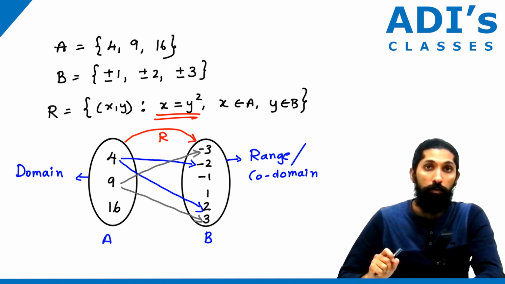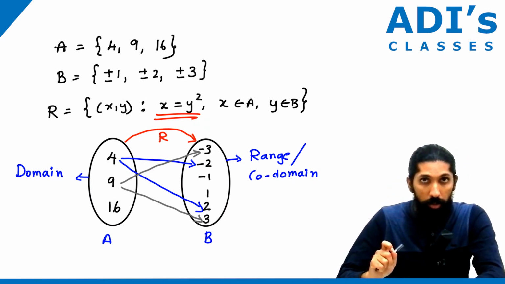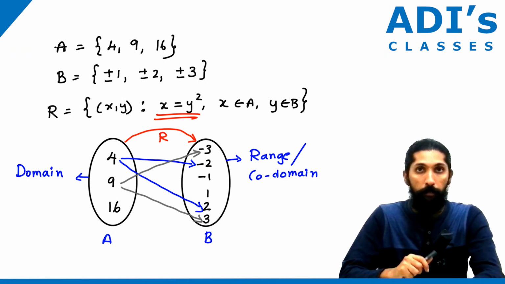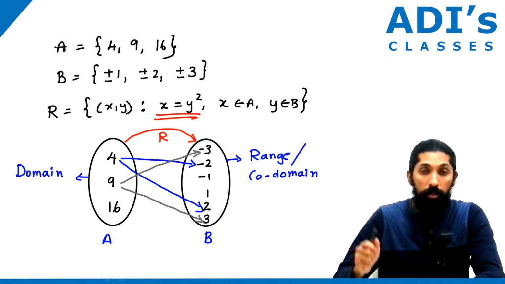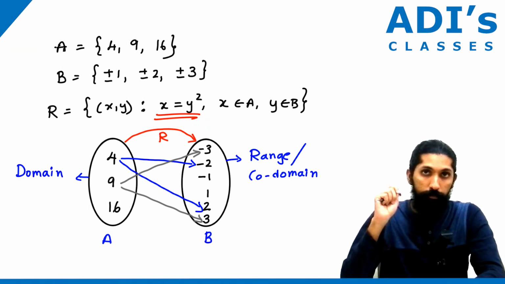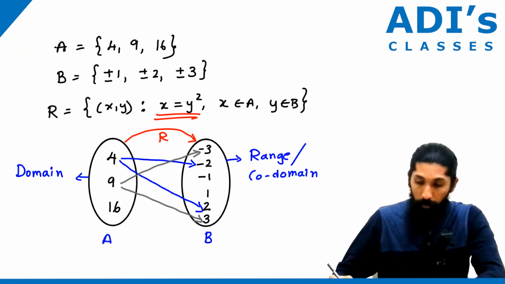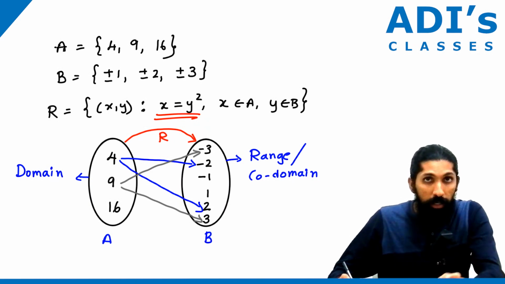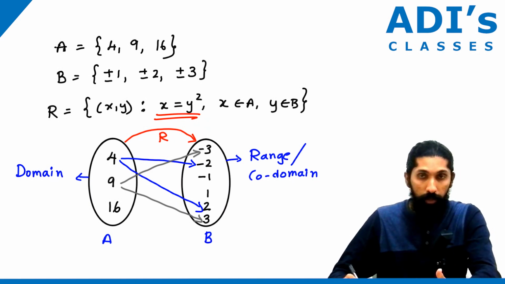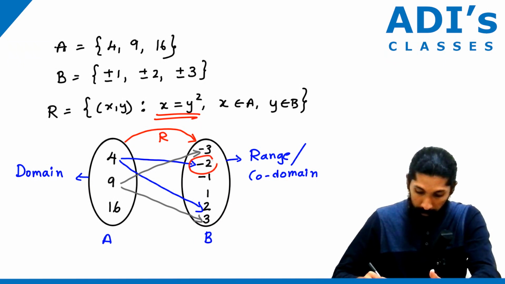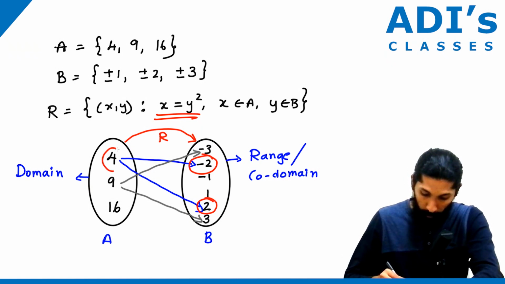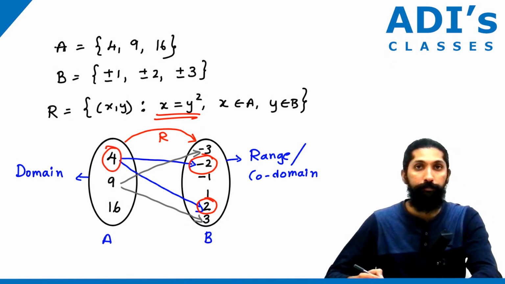So those are what we call the image of the element in the codomain set. Let me repeat it one more time. Here in the domain set, you have number 4. Now for number 4, what are the elements related to it? According to the condition, the two elements are -2 and +2. Correct? So 4 is related to these two.